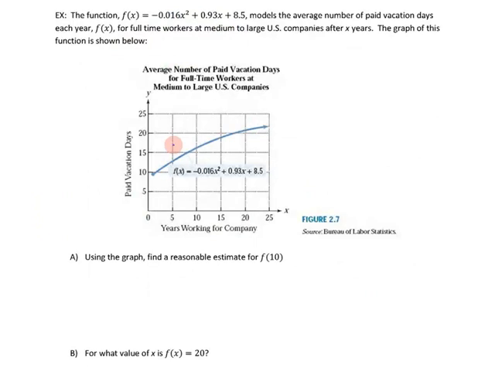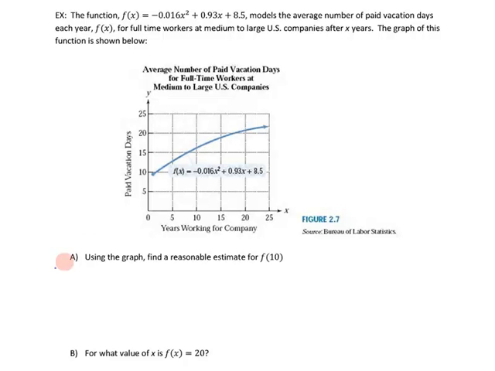The function f of x, which is given by the formula negative 0.016x squared plus 0.93x plus 85, is a model. And it models the average number of paid vacation days each year for full-time workers at a medium to large U.S. company after x years. So if you've worked there x years, the output f of x is the number of paid vacation days that you'll receive. Now this illustrates one of the reasons why it is so useful to have a graph, because in many cases you can see what happens over time.